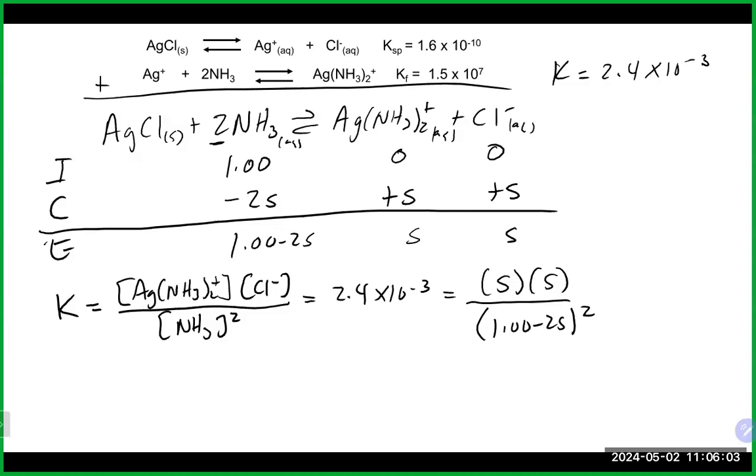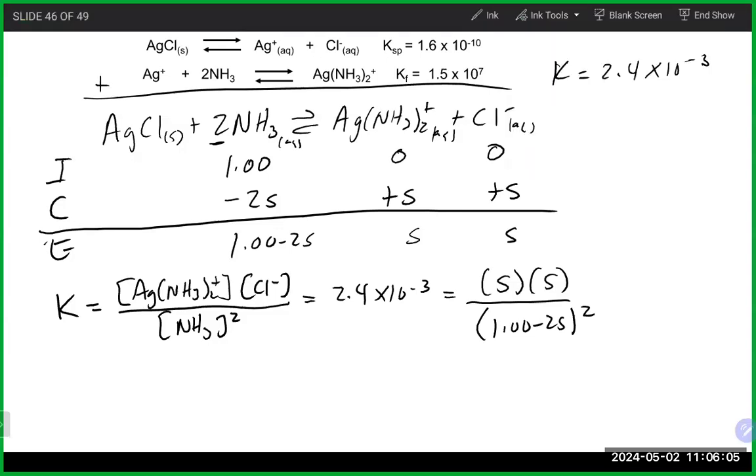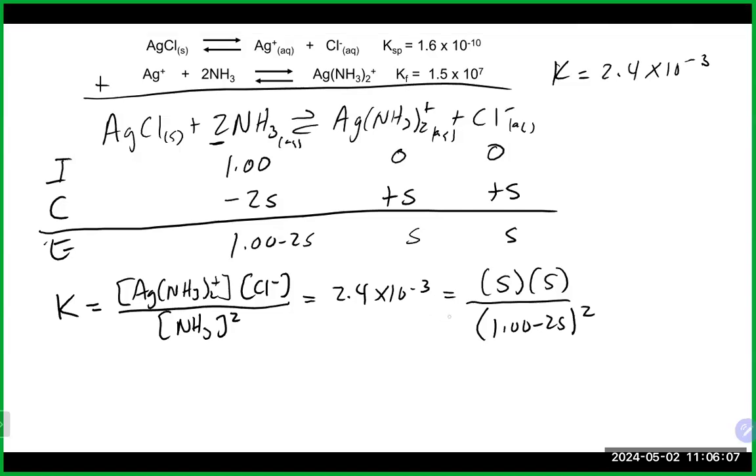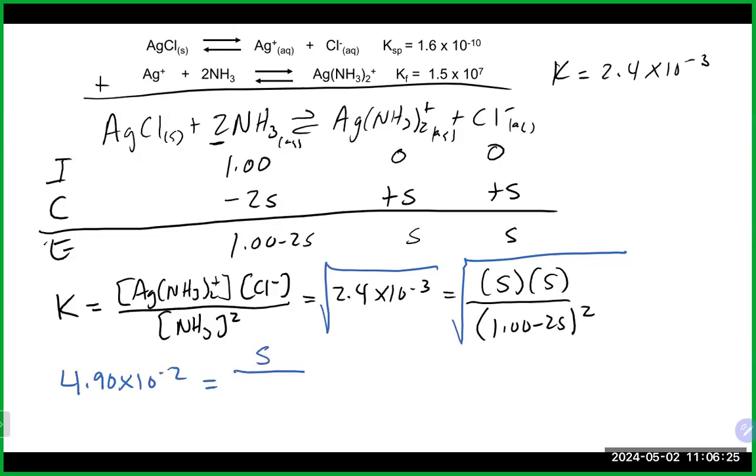We're going to solve for s here, and if you look at it, you should hopefully be able to see it is a big old square root action, right? A little perfect square happening there on both sides. So let's square root it. If I take the square root of the left, I get, we'll call it, 4.90 times 10 to the minus 2 equals s over 1 minus 2s, right?